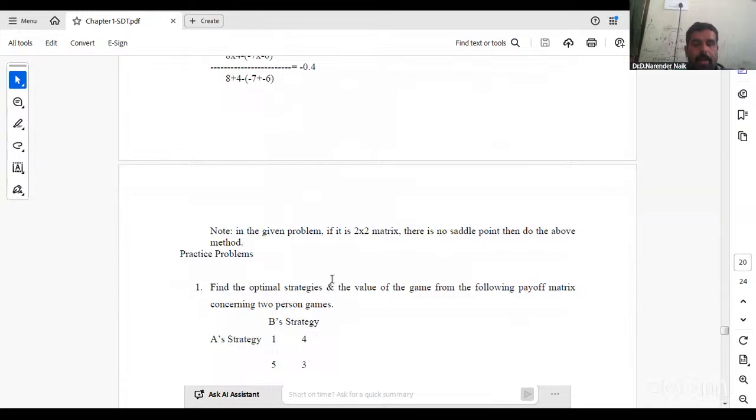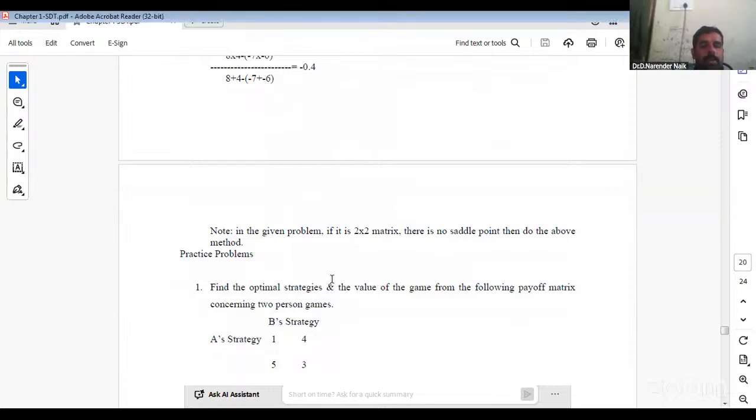Okay, if the question is given as 3 into 3 columns or 4 into 4 columns or 5 into 5 columns, we have to check whether the saddle point is existed or not. Okay, if saddle point is existed, the problem is ended there itself. If the saddle point is not existed, then only we need to do the mixed strategy method. So you observe carefully here.